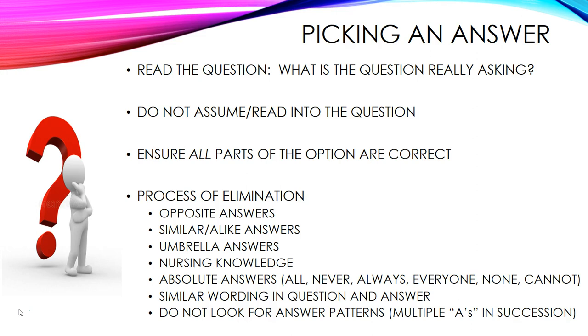Then you have umbrella answers, and I'm going to talk a little bit more about umbrella answers. Basically, what umbrella answers mean is that when you have other answers that can fit up under one of the answers, that broadest answer is going to be correct. For instance, let's say you have a question that asks what is the best way to prevent infection spread, and your answers are A, wash your hands, B, wear your gloves, or C, use standard precautions. In that case, your answer would be use standard precautions because wearing gloves and washing your hands falls under that umbrella of standard precautions.